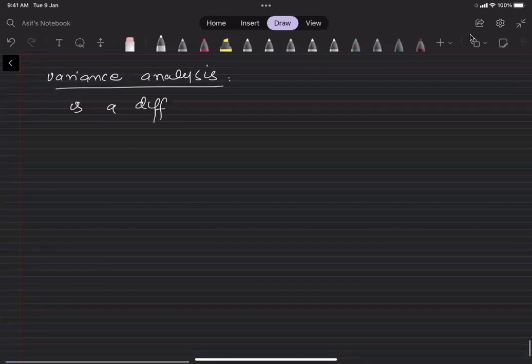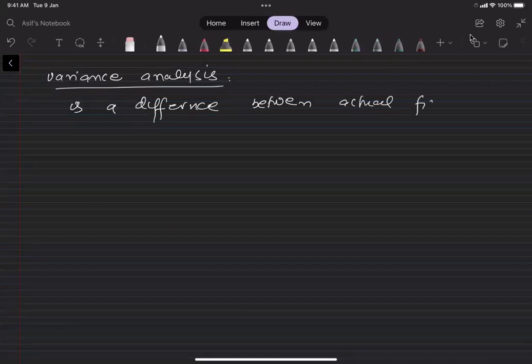between the actual sales and actual expenses and the budgeted sales and the budgeted expenses. Difference between actual figures and the budgeted figures.